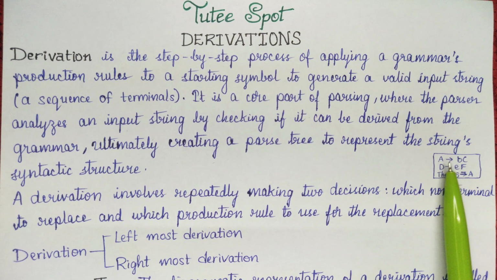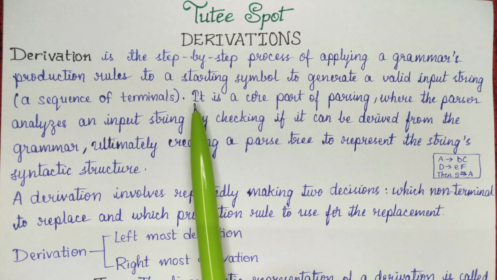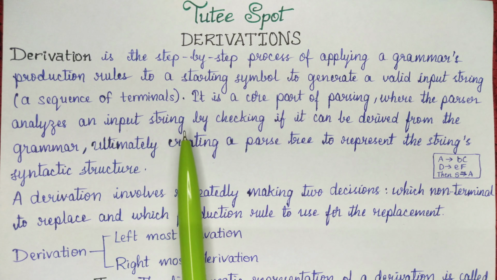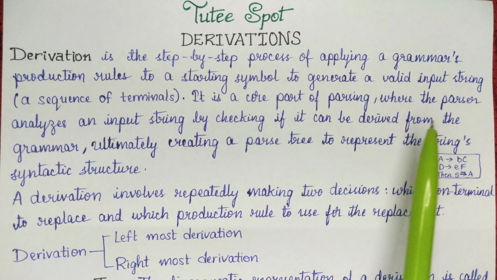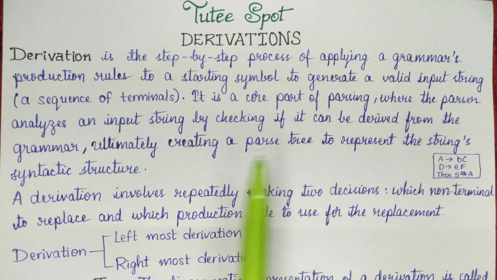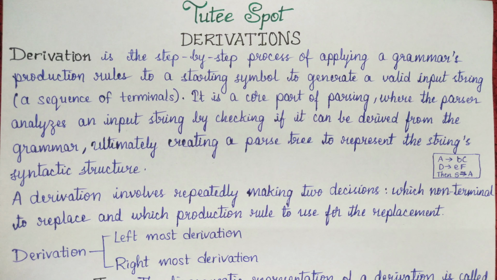See this here, A produces BC and D produces EF. Here, the start symbol is A. Derivation is a core part of parsing, where the parser analyzes an input string by checking if it can be derived from the grammar, ultimately creating a parse tree to represent the string's syntactic structure. Derivation is a process of applying a sequence of production rules in order to derive a string. We can also generate parse trees here.